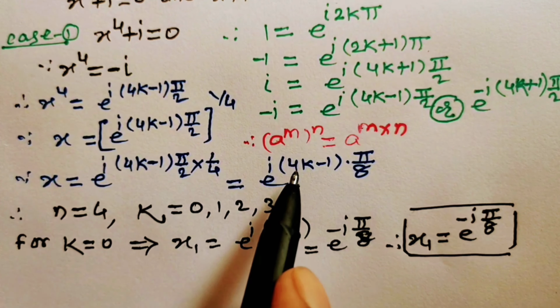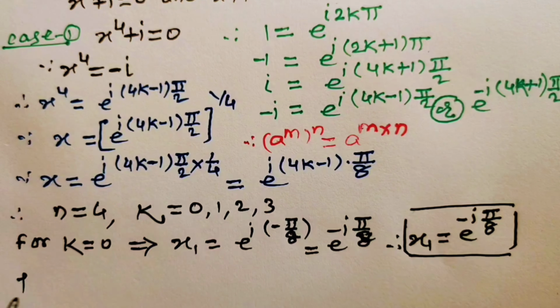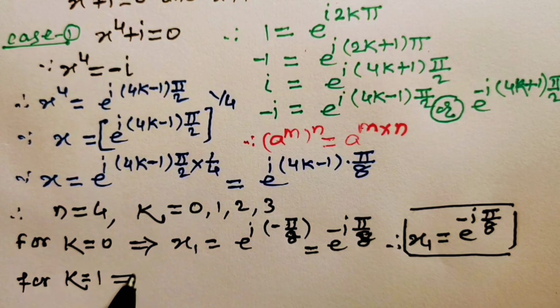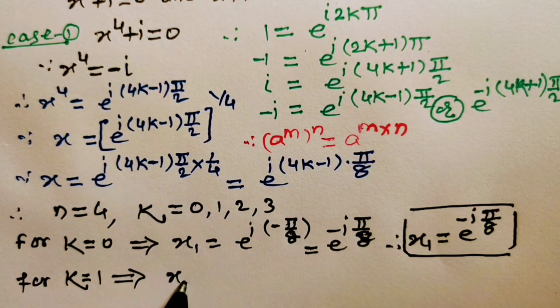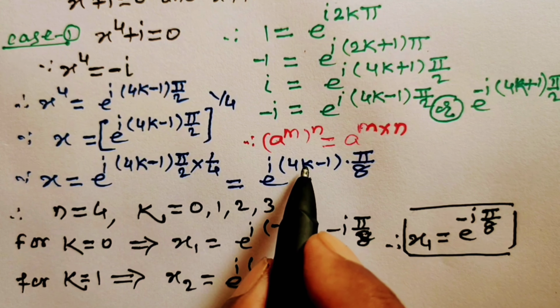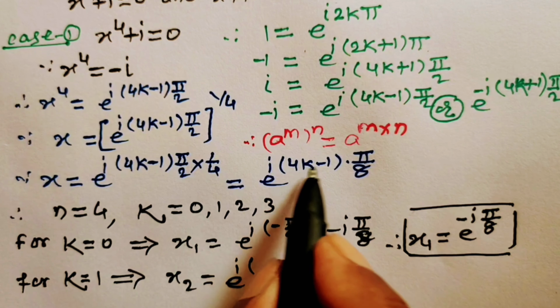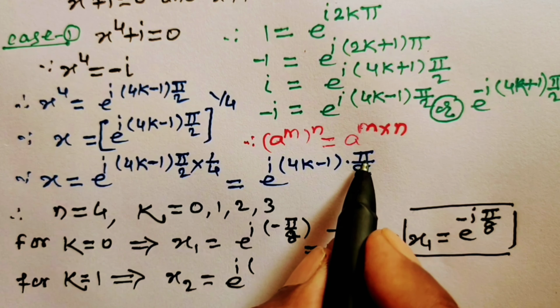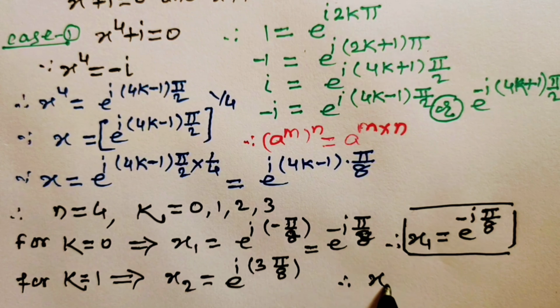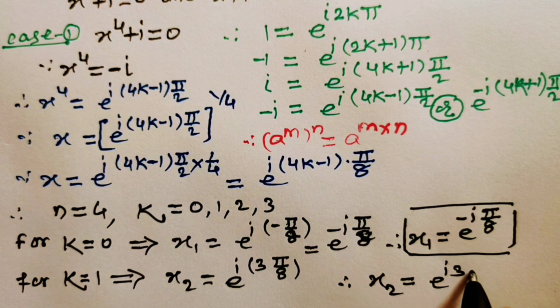Now if we substitute k is equal to 1 here, for k is equal to 1 this gives x2 is equal to e to the power i (4 into 1 is 4, 4 minus 1 is 3), 3 times pi upon 8. Hence the second root, that is x2, is equal to e to the power i 3 pi upon 8.